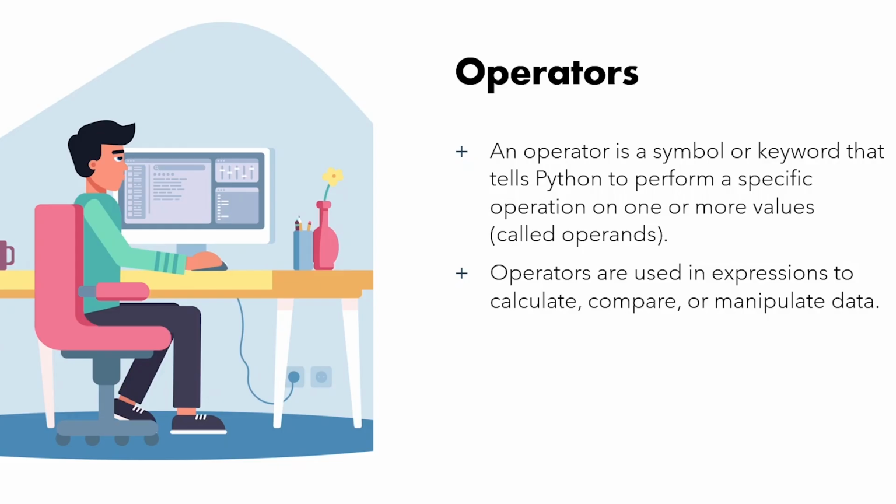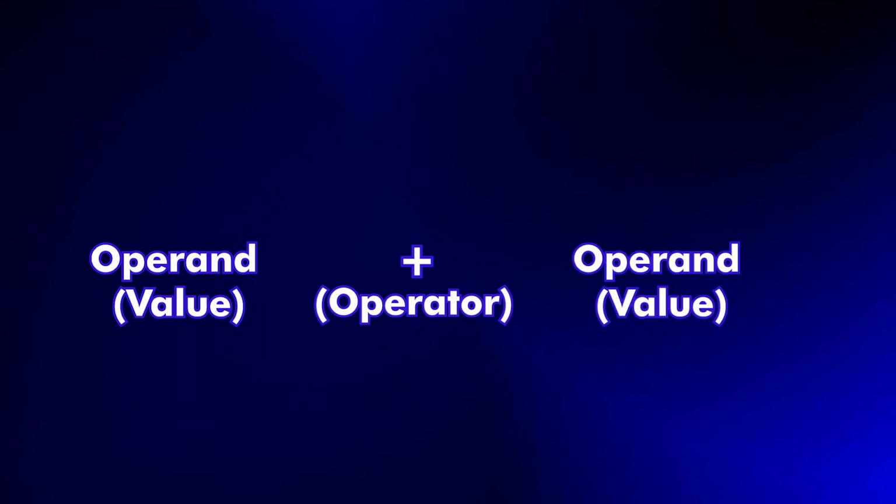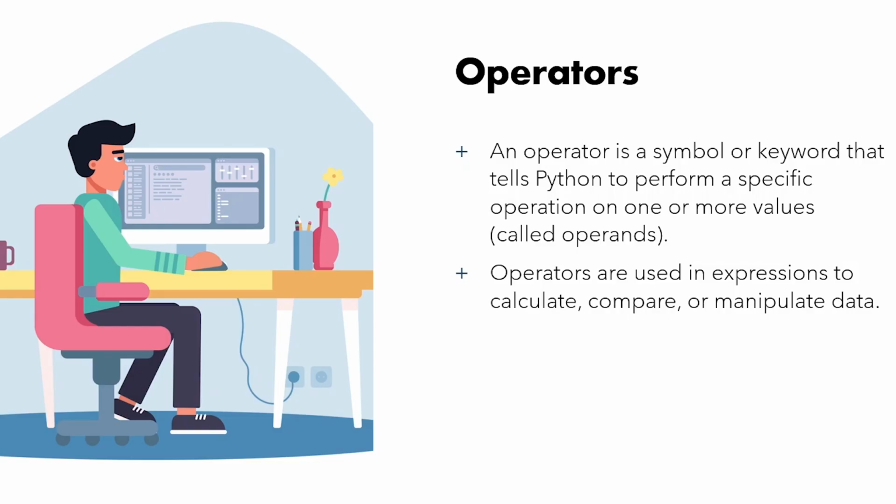For instance, for you to add two numbers together, what you need to do is to provide the first number, which is called an operand, put a plus symbol. That plus symbol is called an operator, and then provide the second number, which is also an operand. And this forms what we call an expression. So an expression is a combination of values, operators, or variables. Just like we have mathematical expressions, 2 plus 2 or x plus y, we have a similar thing in programming.